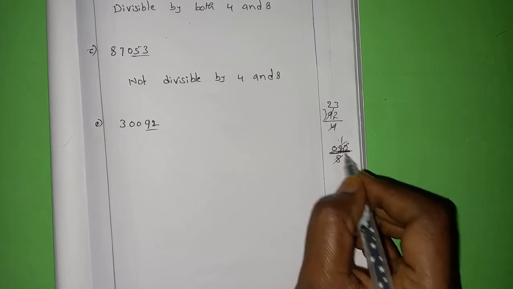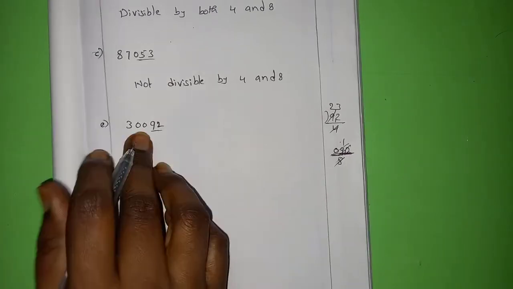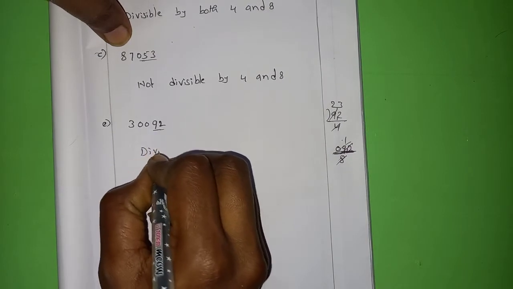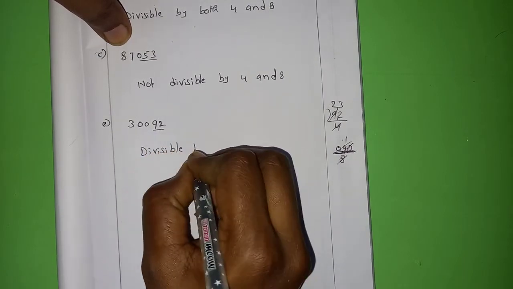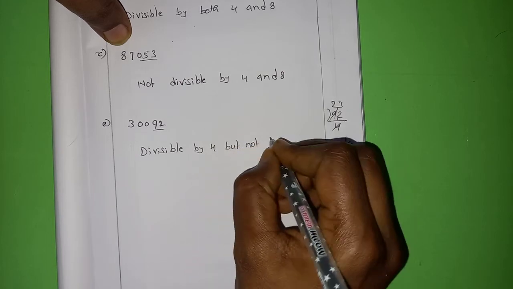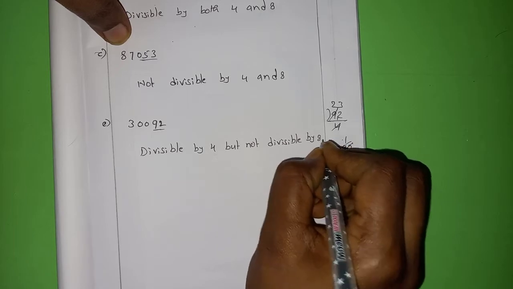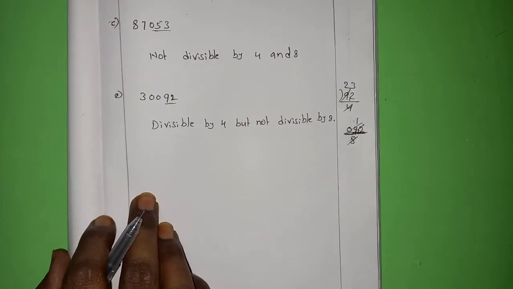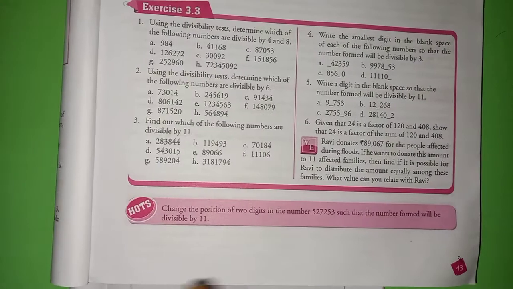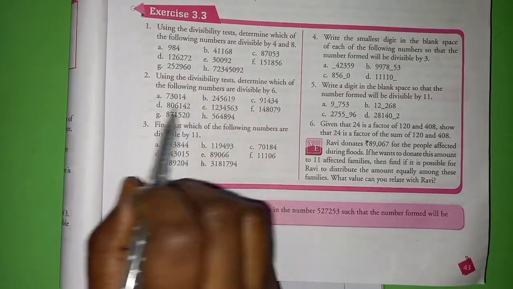8 ones are 8, 8 twos are 16, 12 is a multiple of 8? No. So this number is divisible by 4 but not divisible by 8. Like this you have to do the remaining problems. I just explained A, C, E and you have to do all the remaining ones.